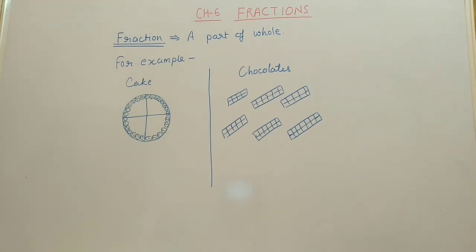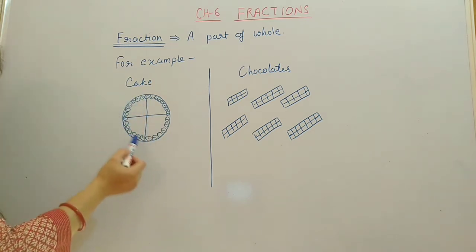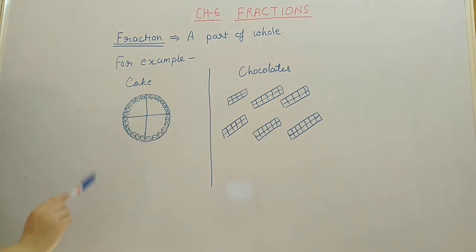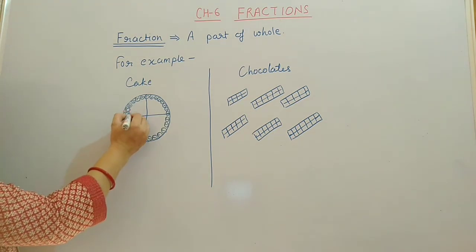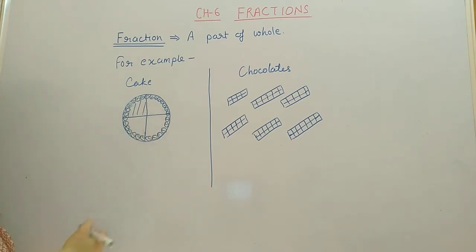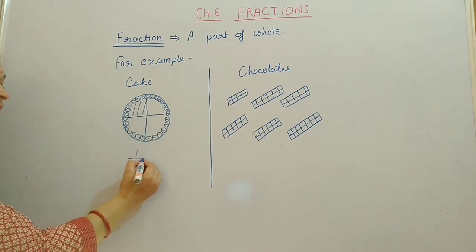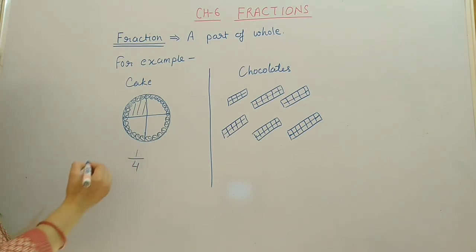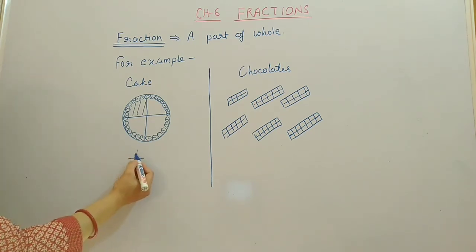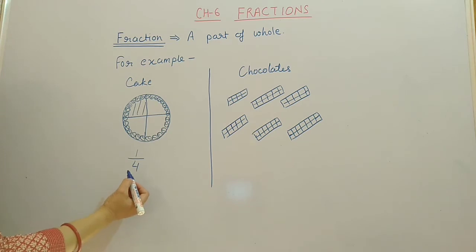For example, suppose you have a cake. So the cake is here a single object. This cake you have divided into 4 equal parts, and from these 4 parts, one part you have given to your friend. So from 4 parts of this cake, one part you have given to your friend. So this 1 by 4 is a fraction.